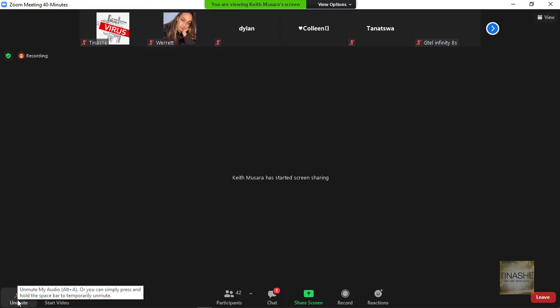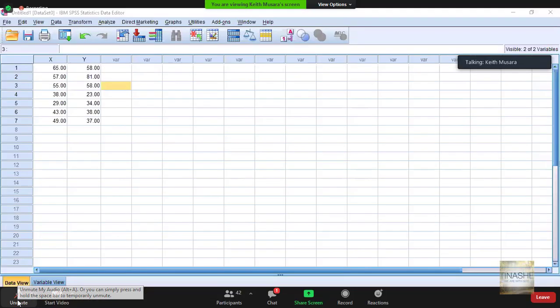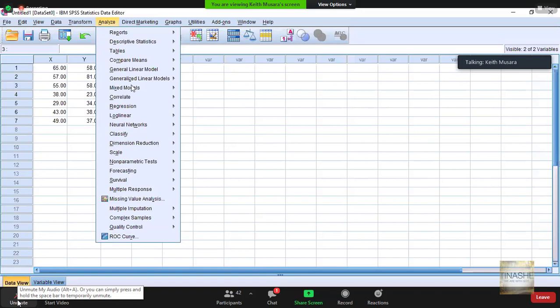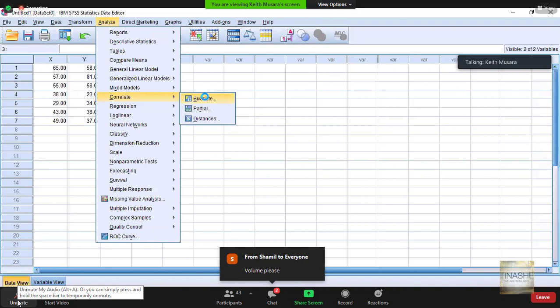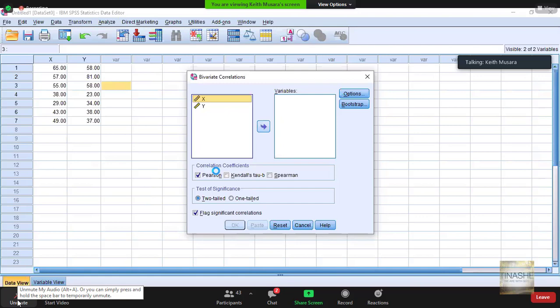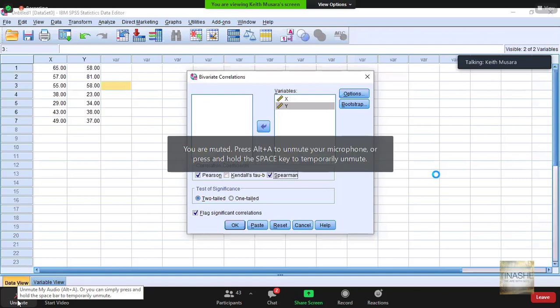For the other questions, you're supposed to come up with correlation, right? For the correlation, you go where it's written analyze, and then you go where it's written correlate. You select bivariate, where bi means two. So you click where it's written bivariate, and then you pick all the variables that you want. Below there's an option. By default it gives you Pearson. In this case we wanted also the Spearman. So you click the Spearman and the Pearson.